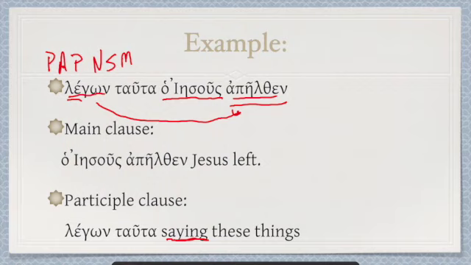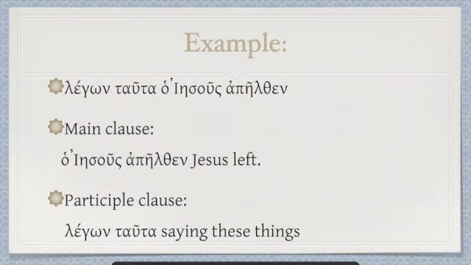And then tauta is our direct object, going back to legon. And so it's our substantival form of the demonstrative, so saying these things. That's how we're going to translate that clause. So Jesus left saying these things. That's how we would translate that clause. Or we could translate it with the participle clause first. Saying these things, Jesus left.